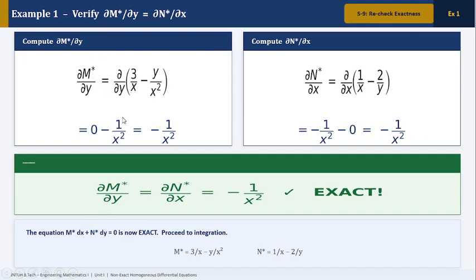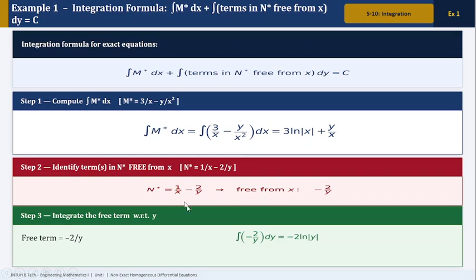Dou M star by dou y: with respect to y, x term constant, here the differentiation is 0, and the second term differentiation is minus 1 by x square. Dou N star by dou x: with respect to x, y term constant, here the differentiation is 0, differentiation of 1 by x is minus 1 by x square. So both partial derivatives are equal, therefore the given equation is exact.